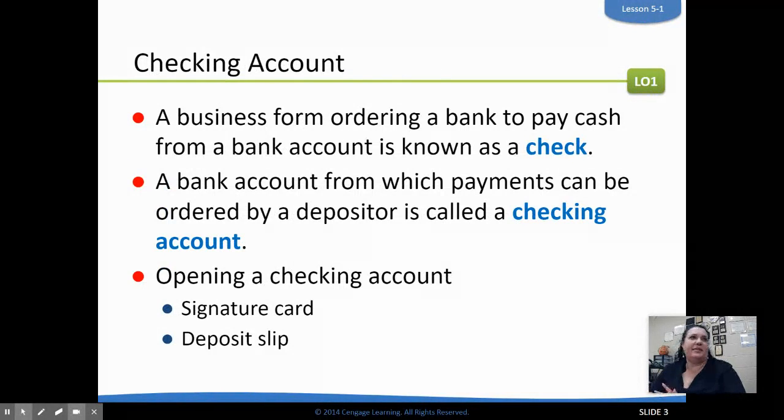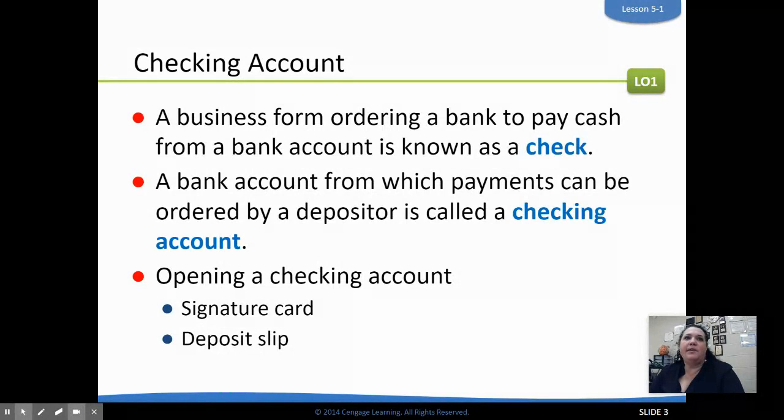So a check is a business form ordering a bank to pay cash from a bank account. We all should know what a check looks like. You may not know because maybe your parents don't use that or you haven't been told, but it's basically a rectangular piece of paper that's printed with ink, and it goes from the person writing the check to the person receiving the check. And when the person receiving the check deposits it, it tells the bank to transfer that money.